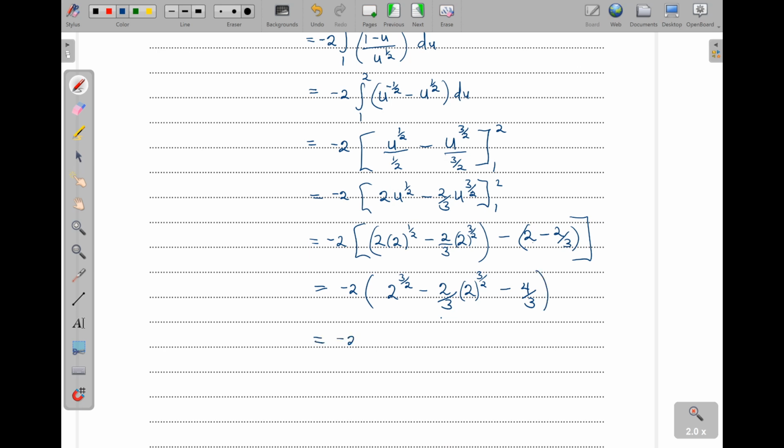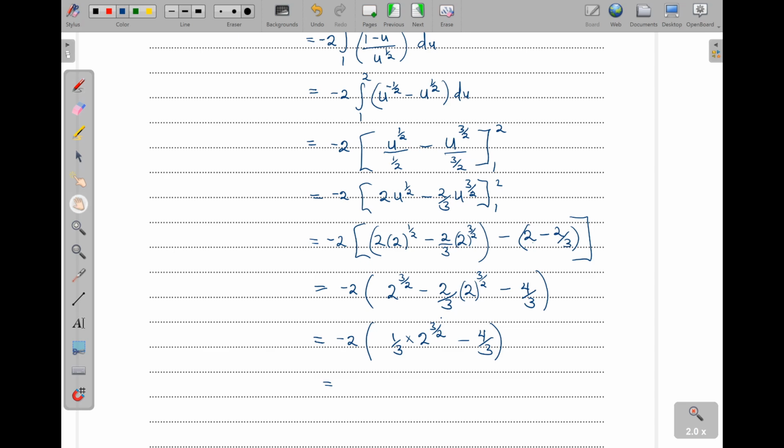Now, this is negative 2 into this one, which is common, the 2 power 3 over 2. So the coefficient here is a 1. So now 1 minus 2 over 3, this will be 3 minus 2, that will be a third. So I'm going to write a third of 2 to the power of 3 over 2. Then minus 4 over 3. Now, I can actually take a third out because it is common here and here. And then I have a third.